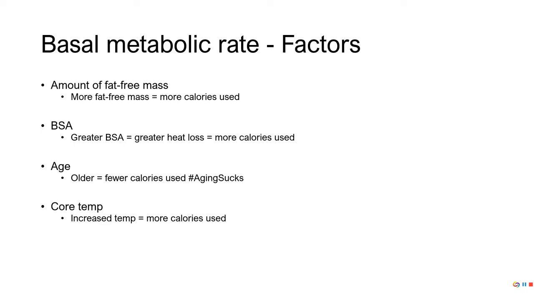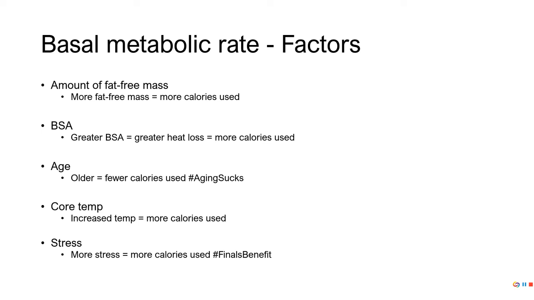Core temperature. Core temperature leads to more calories being used because if we have a higher core temperature, chemical reactions are occurring more frequently. That allows us to use more energy. And then finally, stress. The more stressed out you are, the more calories you use. So if you're having a stress response, then you're going to have a higher metabolic rate. So I guess there is a benefit to finals.